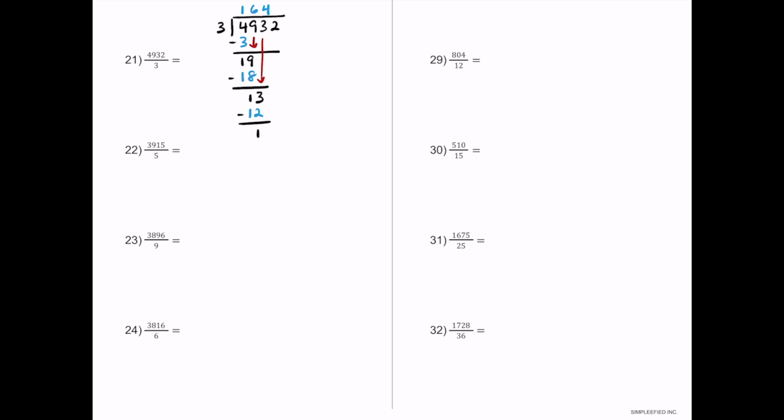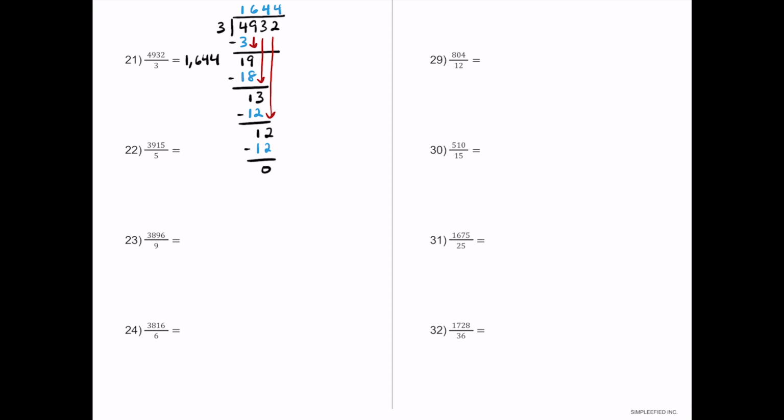And then finally, we're going to bring this 2 down. And this 2 is going to join the 1. We're going to repeat the process one more time. 3 times what gets you close to 12, or exactly, it's going to be a 4. 4 times 3 is 12. We get a remainder of 0. So our quotient here is going to be 1,644.